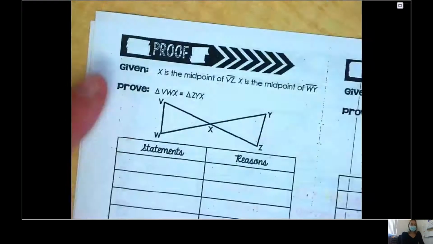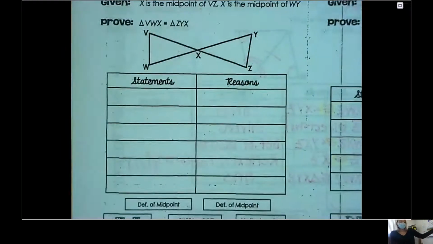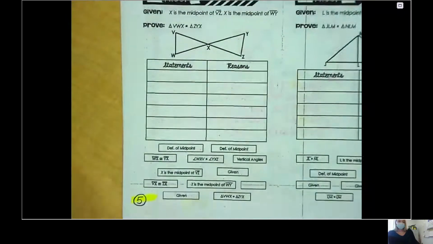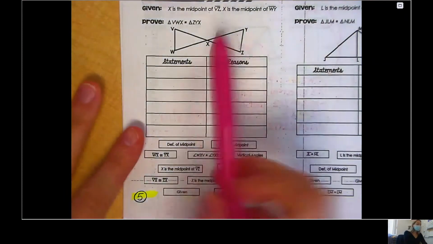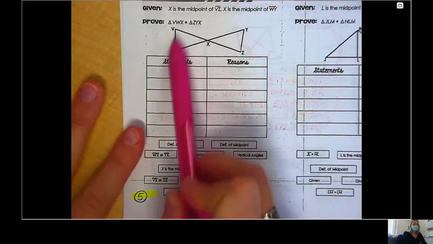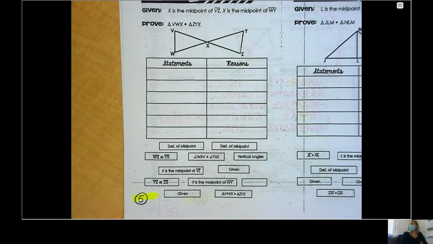All right, number 5. So I told you we're jumping around a little bit, so make sure that you are with me as we work through. Number 5. Okay. I've got my pictures here, and before I even do anything, what do you notice you're going to have in this one? Vertical angles, because it makes an X. So anytime it looks like a bow tie like that, you know you're going to use vertical angles somewhere.